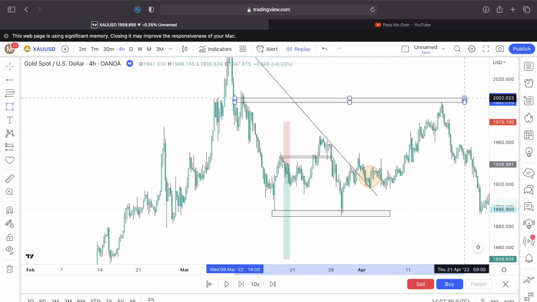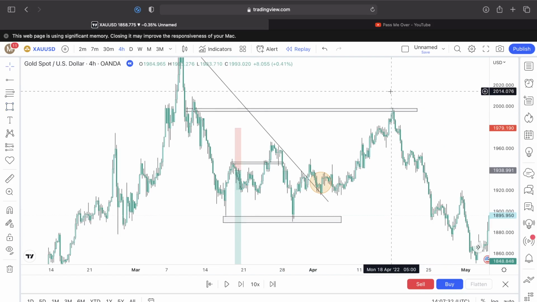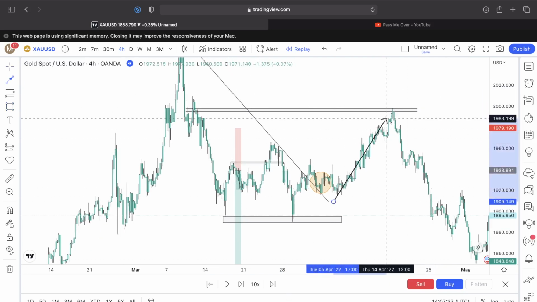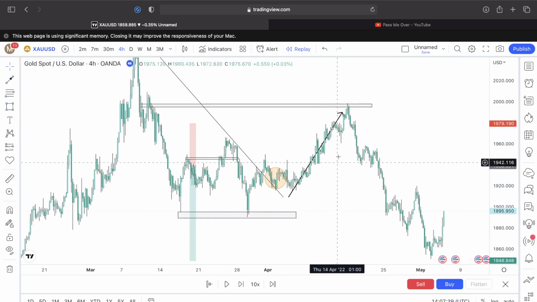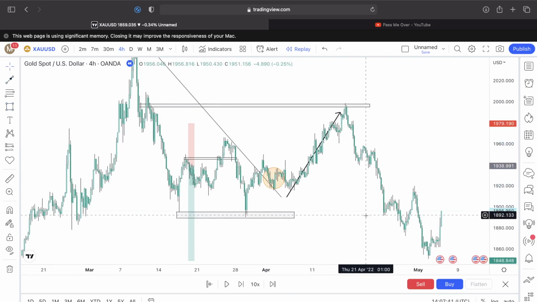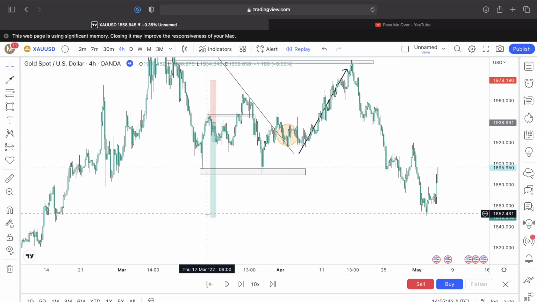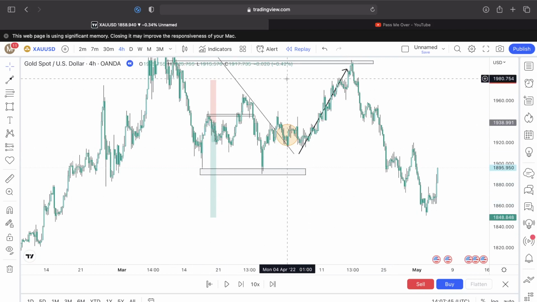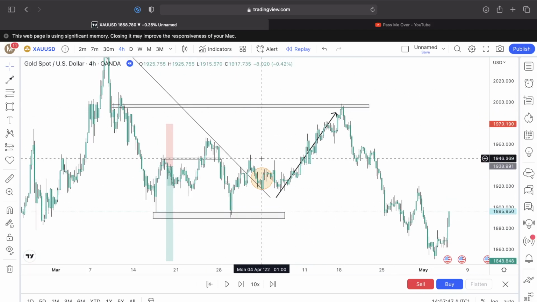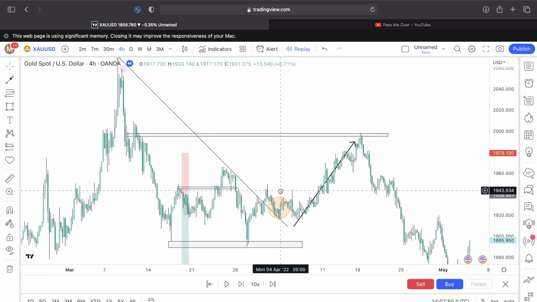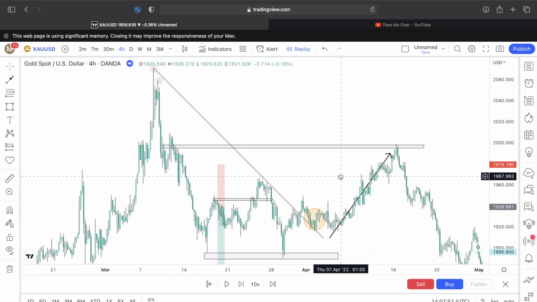And as we can see here, that's the target, and then it went all the way up here, boom, and then it went all the way down. So my target was hit here, however I got taken out here earlier. Now one of the problems with trend lines is that what I just did was based only on the trend line.